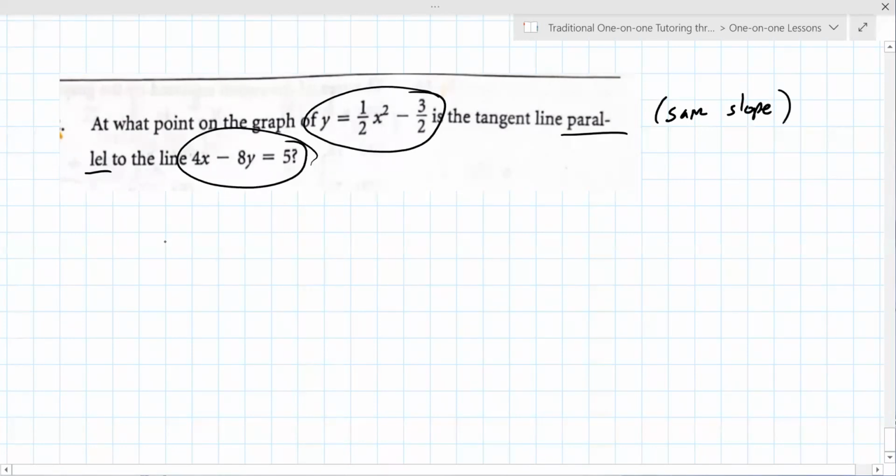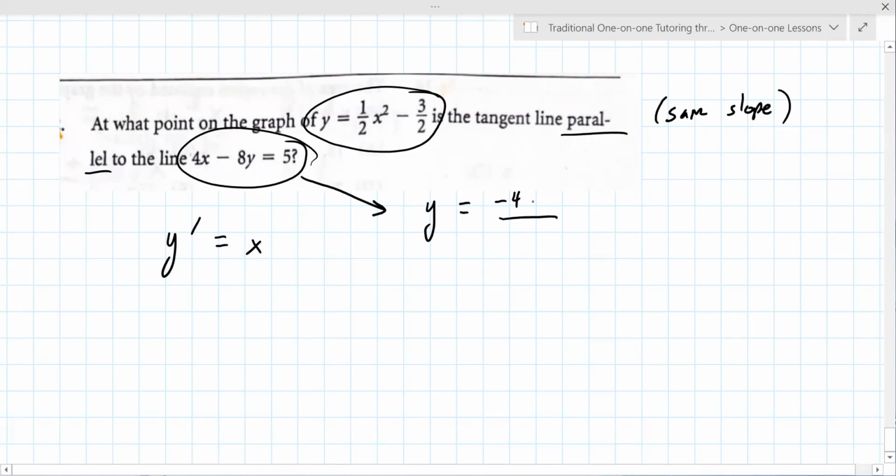So derivative again? Derivative of that one, yes. The derivative is x, just x. How do you get the slope of this? This is not calculus. So you have to rearrange it. Yes, solve for y. y equals (5 minus 4x) divided by 8.